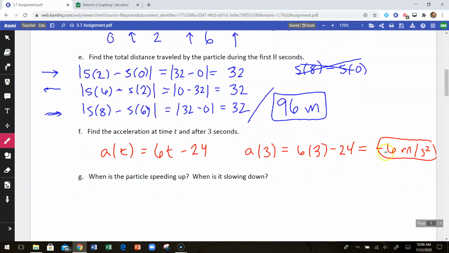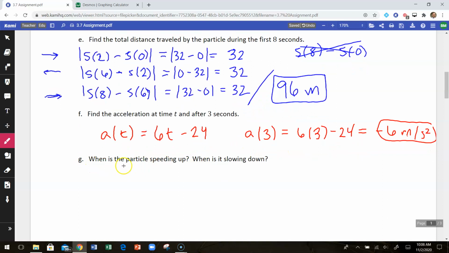A negative acceleration would mean that the particle is decelerating, right? Slowing down. So when is the particle speeding up and when is it slowing down? This is a little bit tricky. You cannot just look at the acceleration function.